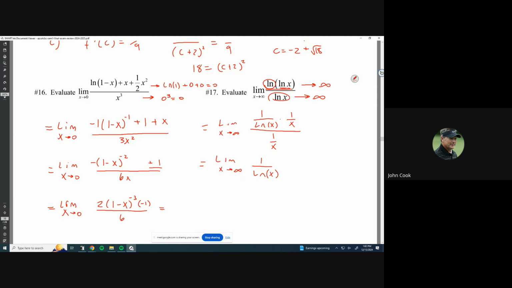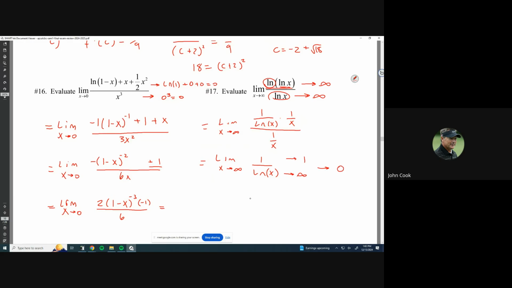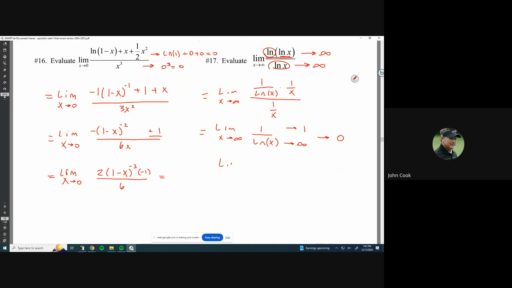And remember what I said, natural log of x, if we use infinity for that, goes to infinity. And so 1 over infinity just goes to 0. So that means that 0 is going to be our limit. The limit as x goes to infinity of that original expression, natural log of x over the natural log of x, equals 0.